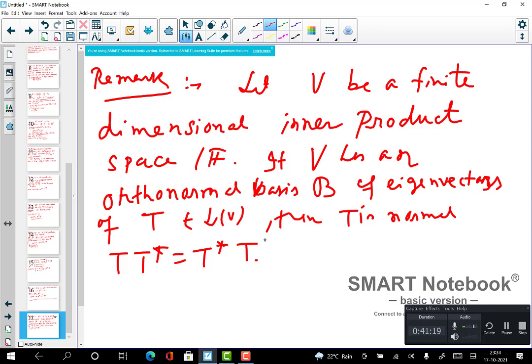This statement is not true in general, because even if the operator is normal, it may not have eigenvectors over the real numbers, and hence it may not have an orthonormal basis whose elements are eigenvectors of the linear operator. But for complex numbers, it is true, because the complex numbers are an algebraically closed field, and hence the minimal polynomial of any linear operator splits. So you can use Schur's theorem. Now let us give the proof of that.